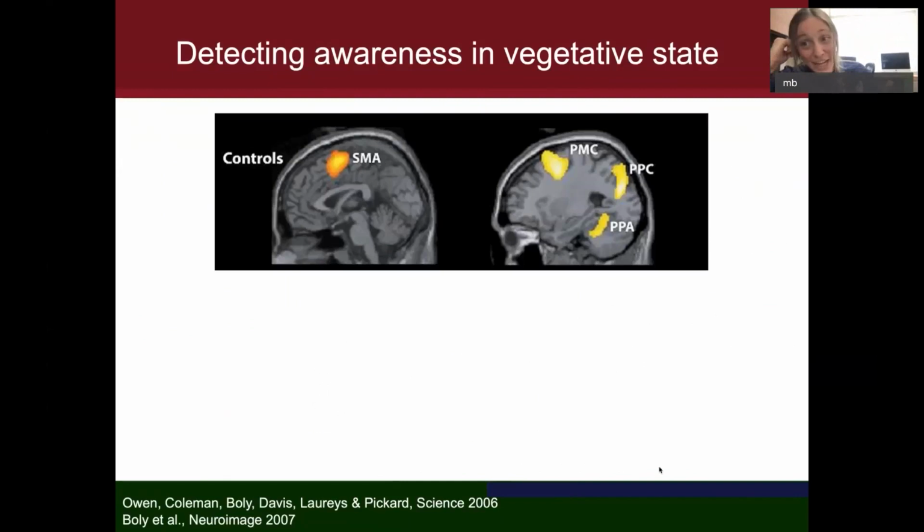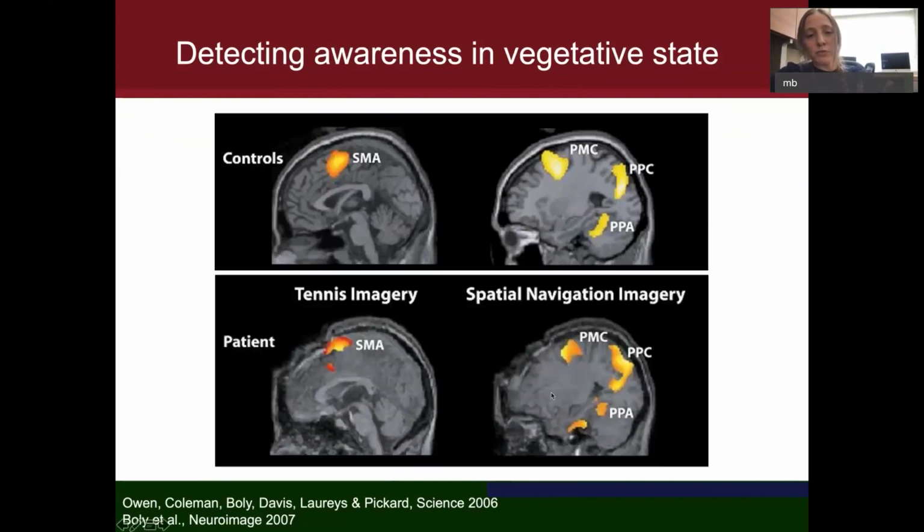It's common sense, without any theory of consciousness, that if you can imagine playing tennis and find that response only when you ask and not at rest, and then when you're asked to imagine moving around your home, you activate the spatial network. If you have that, then everybody would agree that the patient is most likely conscious. But that's equivalent to complex behaviors, again, this kind of assumption.